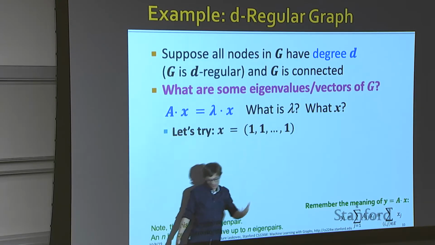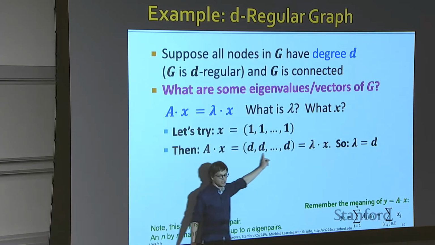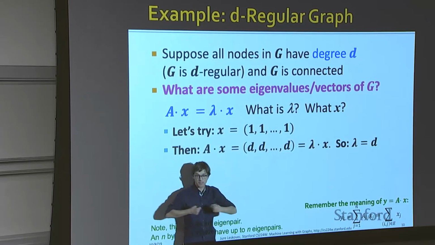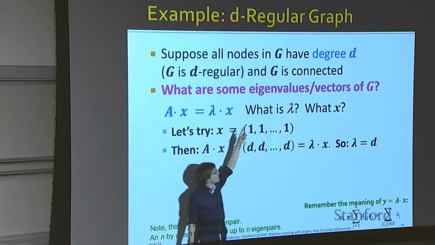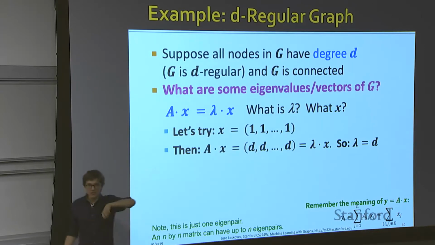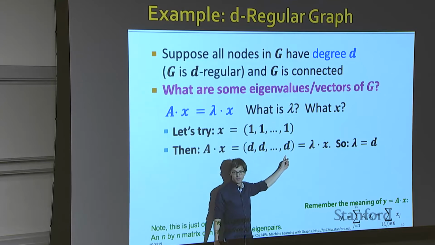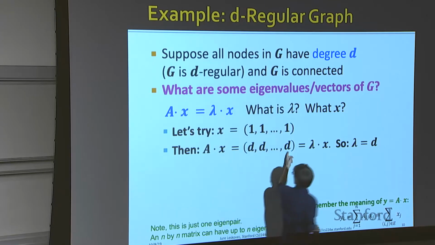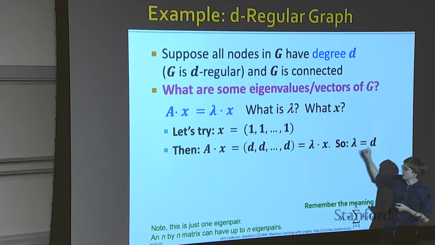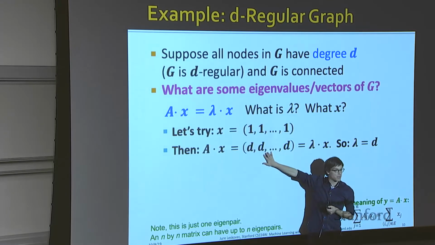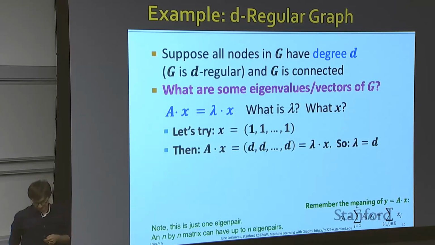So if this is the vector we try, then A times x is simply d, because every node just sums the values of its neighbors. Every node has a value 1. Every node sums values from d different neighbors. So the sum of d ones is d, and that's the same for everyone. So this is simply lambda times x, where lambda equals d. It's basically the same vector multiplied by d. So this is our first eigenvector-eigenvalue pair, okay?